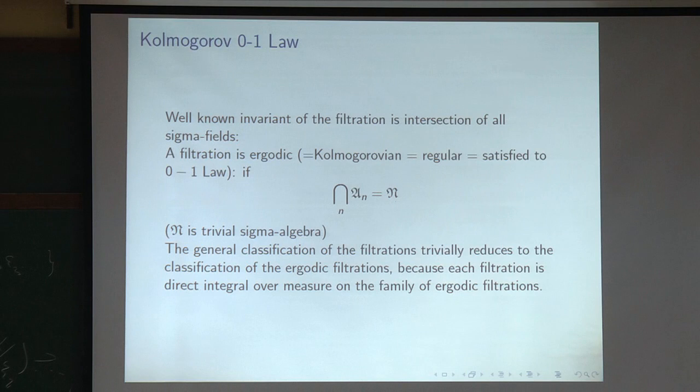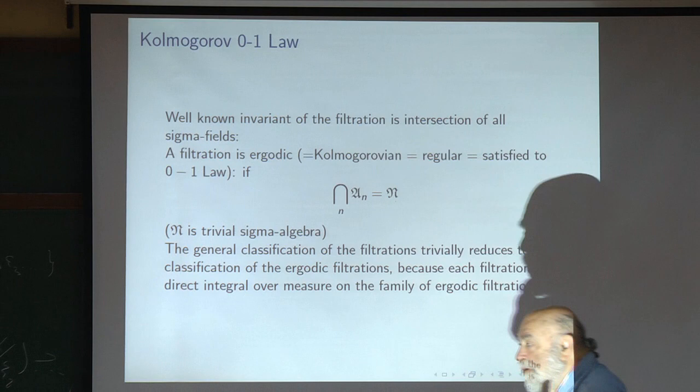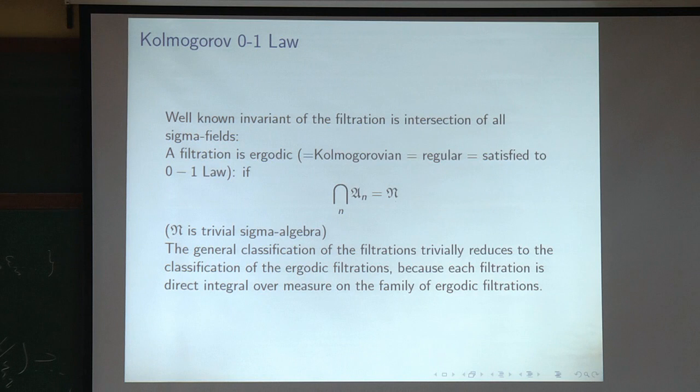Of course, this is a class of sets, so we consider any measurable set up to measure zero. So you have the trivial sigma field, and this kind of filtration is called by many names: ergodic, or Kolmogorovian, or regular, or simply satisfying the zero-one law. Why this name? Because it means that at infinity you have either the whole space as measurable, or a set of measure zero. And this is well known, and this is in the classical book of Kolmogorov.